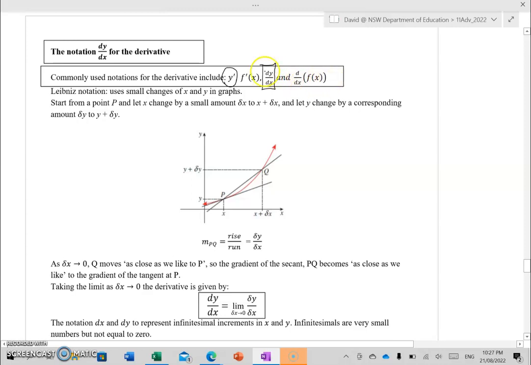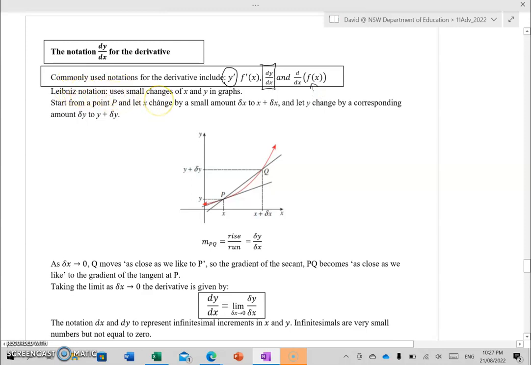Here's another notation where we've replaced the y by f of x. This is d dx of f of x. So you'd read it as d dx of f of x. This notation is occasionally used as well. Sometimes you actually see the function put in place of f of x there.